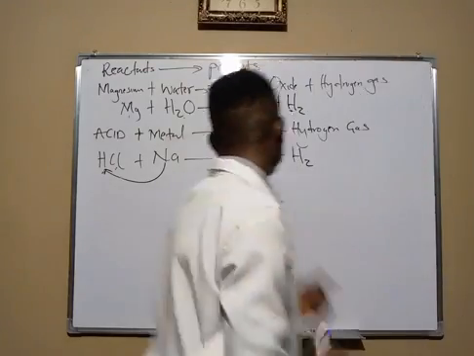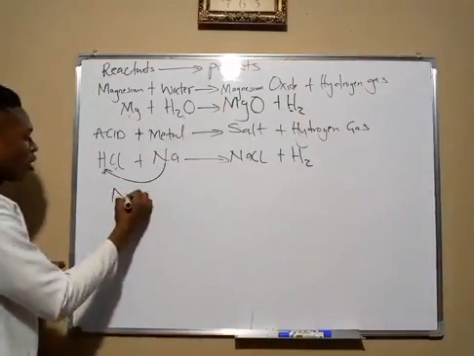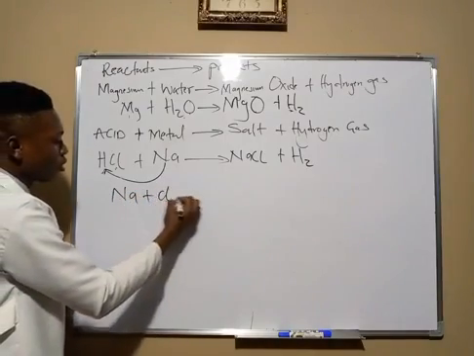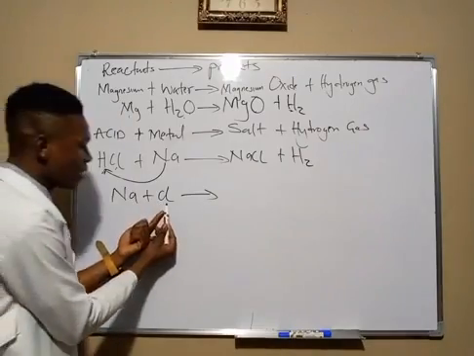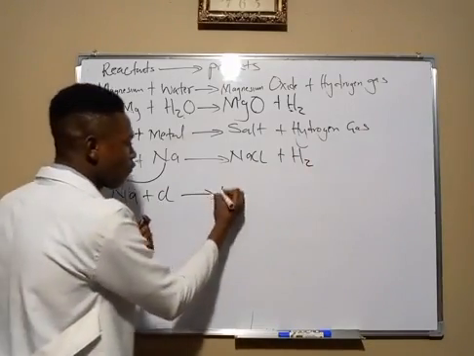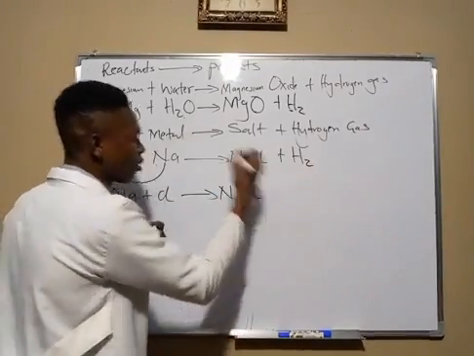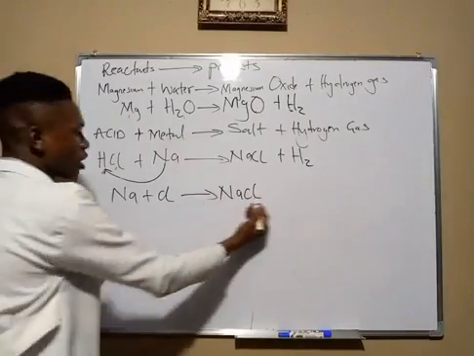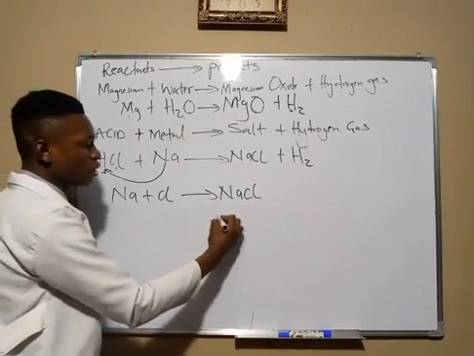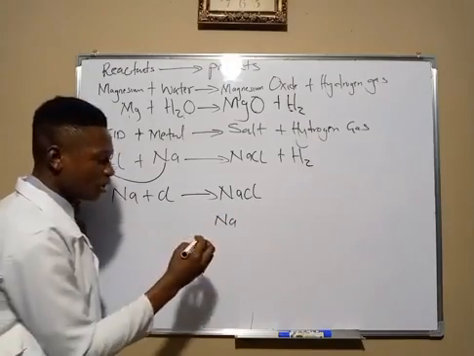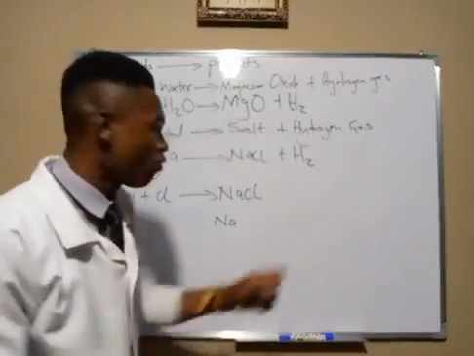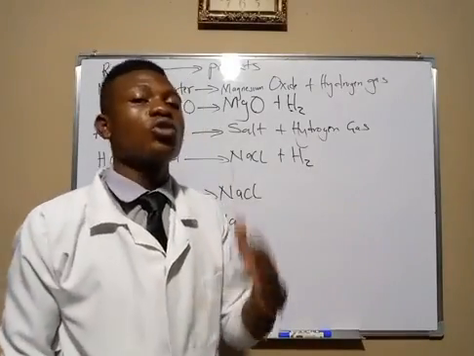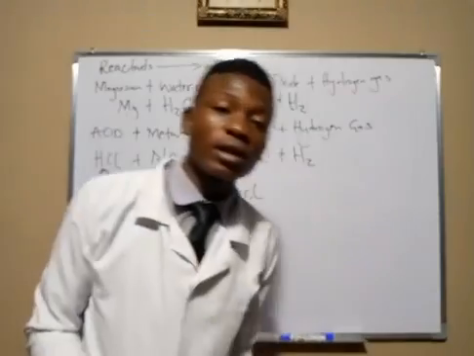So these are reactions. Another reaction I can give you is sodium reacting with chlorine. On the periodic table, this is a metal, this is a non-metal. When they react, they form sodium chloride. Why sodium chloride? Because sodium is in group 1, so it has a valency of 1. Metals in group 1 have a valency of 1.